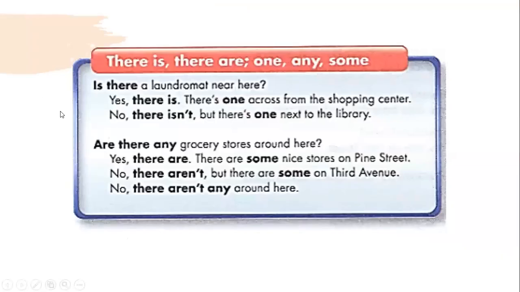Here we have more examples. For example, is there a laundromat near here? Imagine you're in a different neighborhood from yours, or you're lost, or you're looking for a certain place. In this case, a laundromat. Yes, there is. There is one across from the shopping center. No, there isn't. But there's one next to the library.